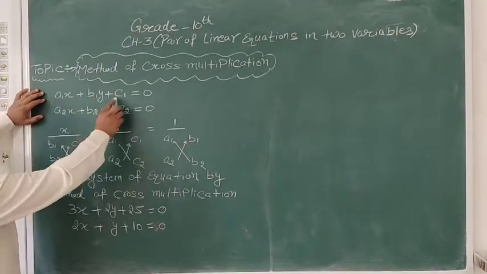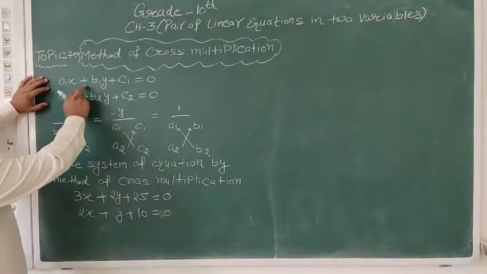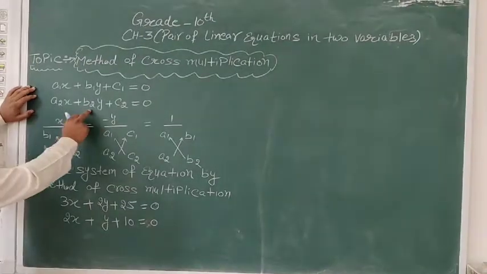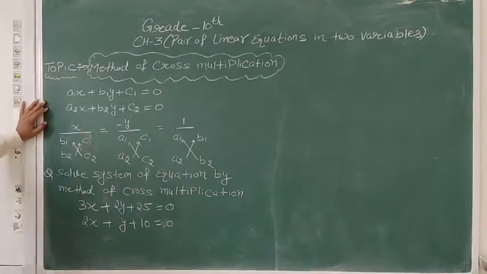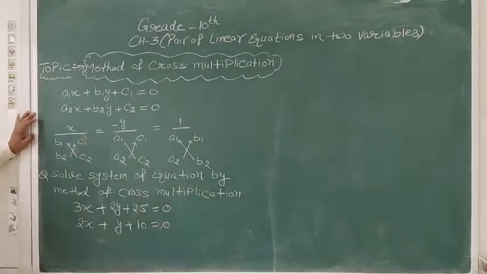a1x plus b1y plus c1 is equal to 0. This is your linear equation in two variables, and the second one is a2x plus b2y plus c2 is equal to 0, as well as your linear equation in two variables. What does our method suggest?